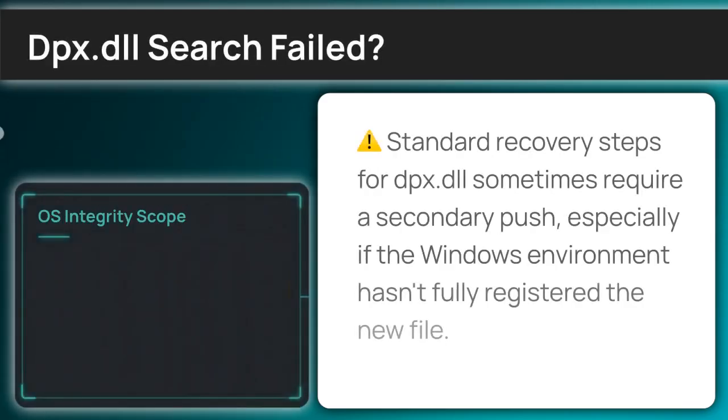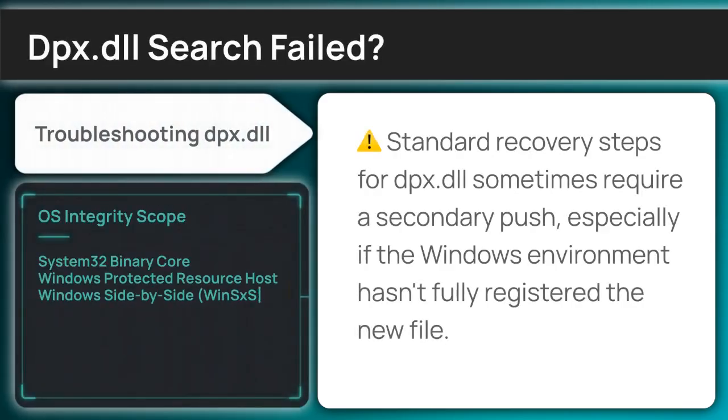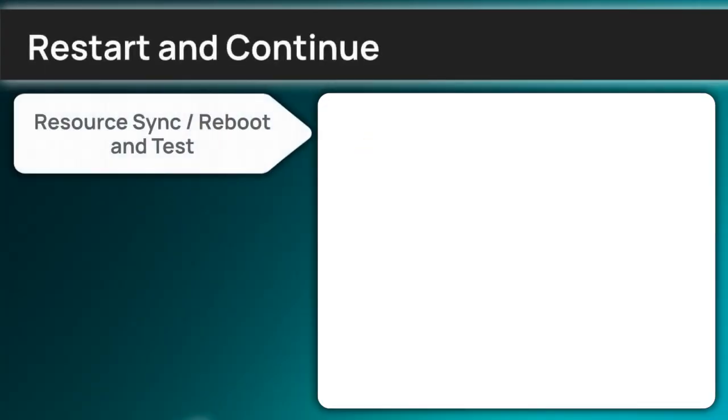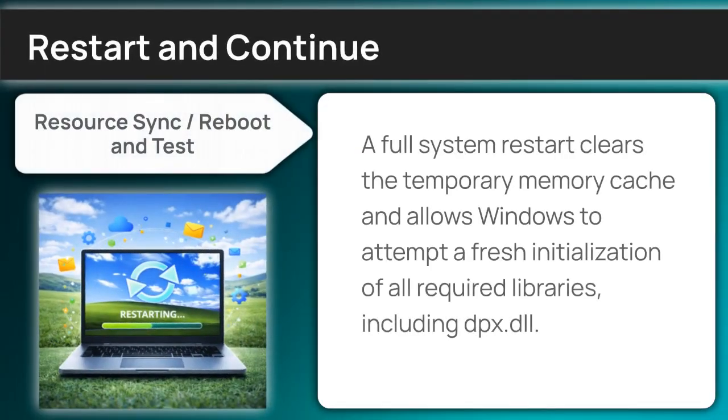When a standard software refresh isn't enough, we need to bypass the automated installers and look at manual system state resets. A full system restart clears the temporary memory cache and allows Windows to attempt a fresh initialization of all required libraries, including Dpx library.